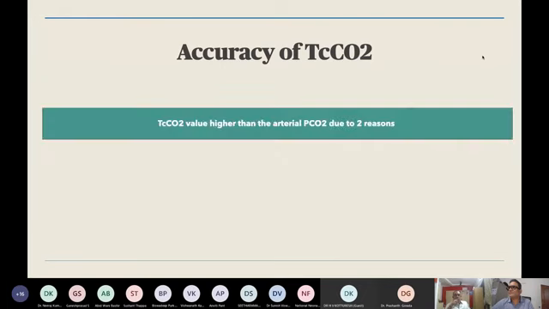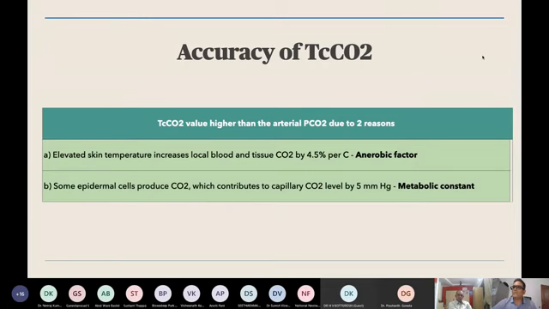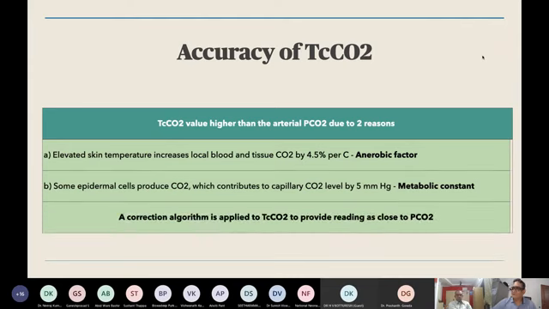So the accuracy of transcutaneous CO2: usually what happens is it is slightly higher than the arterial CO2. If you compare head to head transcutaneous CO2 with arterial CO2, the transcutaneous CO2 values are higher, and that is because elevated skin temperature increases the local blood and tissue carbon dioxide by 4.5% for each degree rise in the temperature. This is the anaerobic factor. And some epidermal cells produce local CO2, which can contribute to the capillary CO2 by 5 millimeters of mercury. This is the metabolic constant. But the modern day sensors have a correction algorithm applied to all these things, so that the transcutaneous CO2 is as close to the partial pressure of carbon dioxide in the arterial blood.